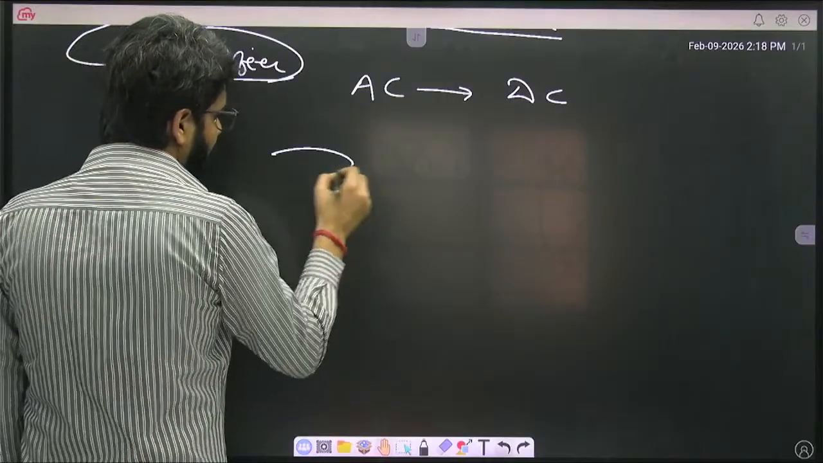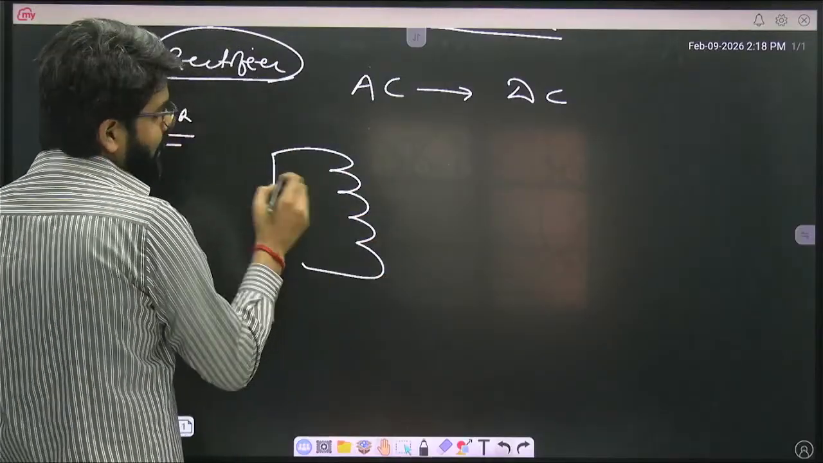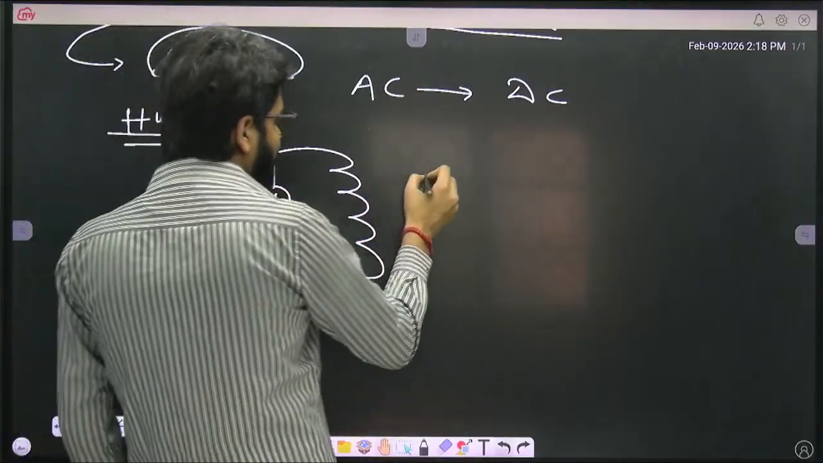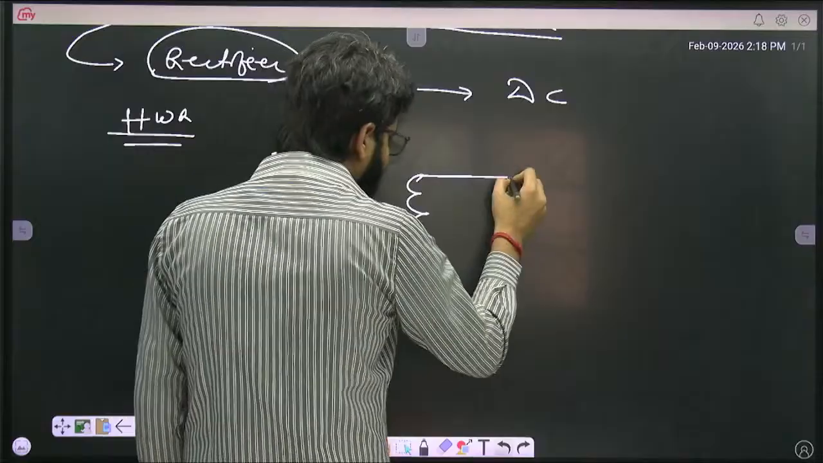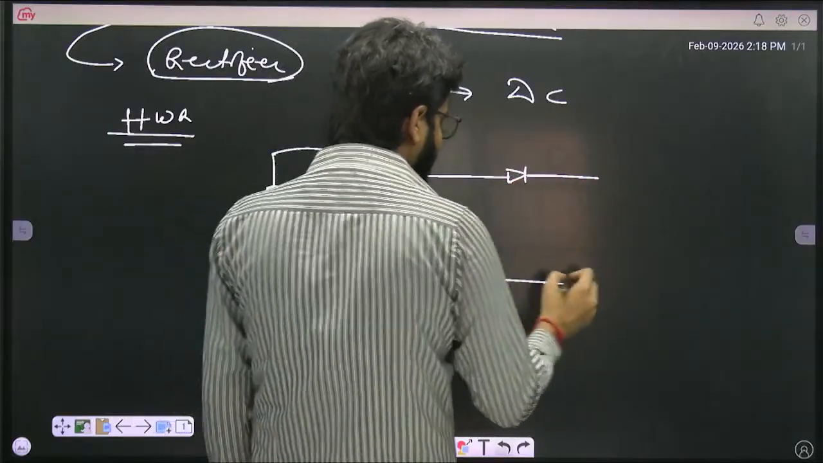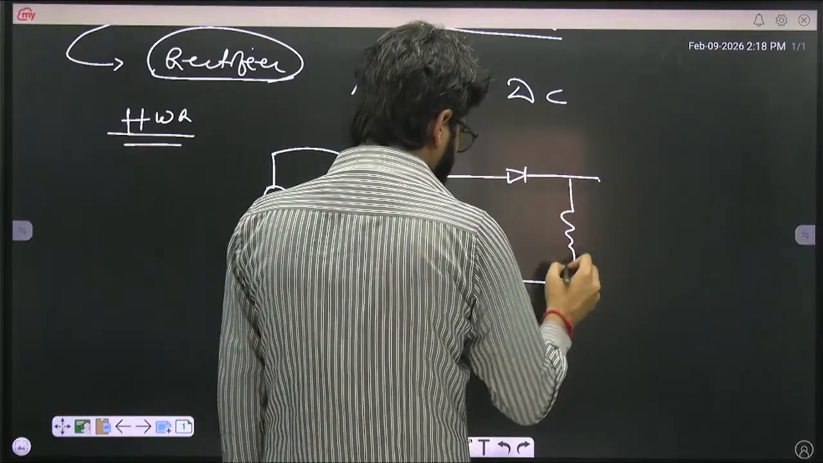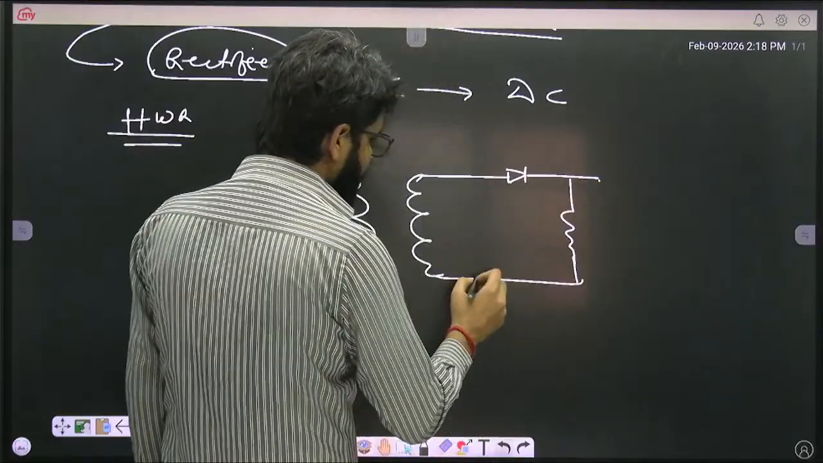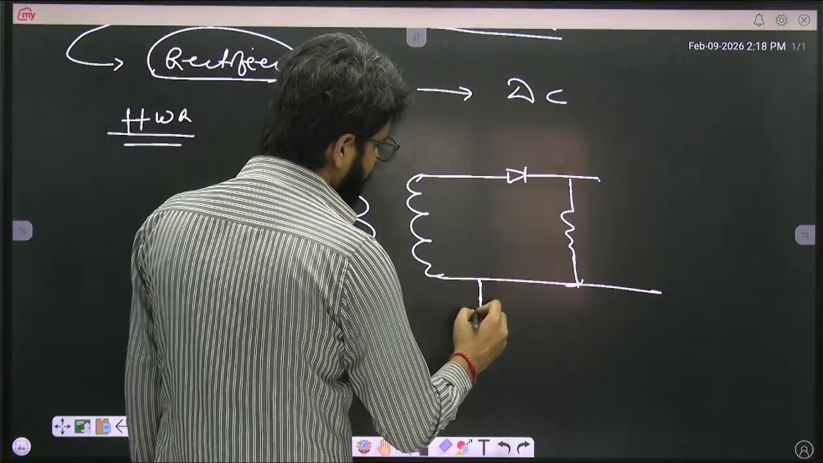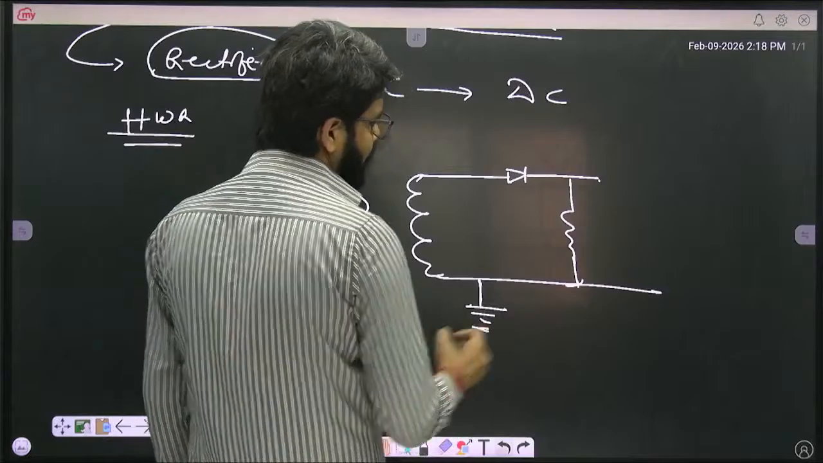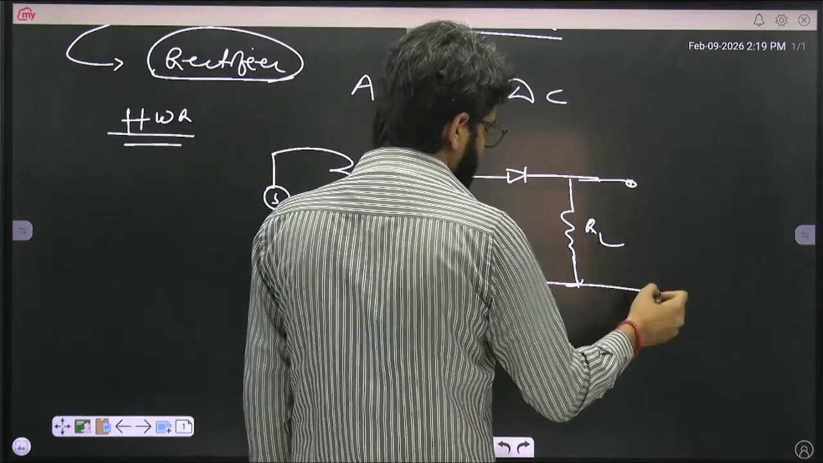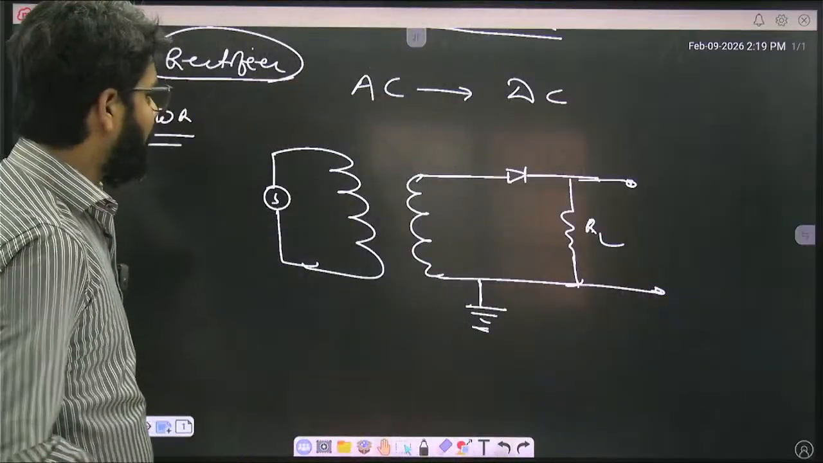Suppose we have coils like a transformer, and we have an AC supply to that. Another coil is there, and a diode is connected to it. From there, one end of the coil is connected to earthing at the low potential, and from there this is your load, and it goes like that. You can see it. This is the diode.